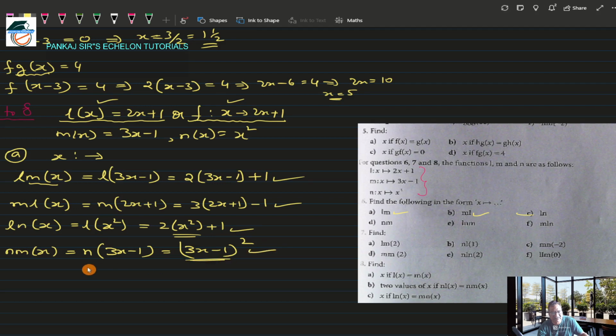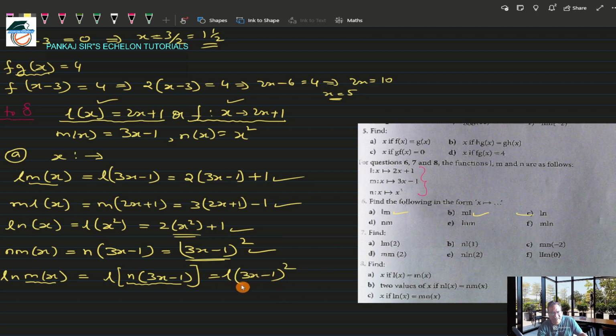Right? So this is the answer for D. Okay? 3x minus 1 the whole square. Now E is L n m of x. Okay, so we'll start from the inside function m of x. So m of x is nothing but 3x minus 1. Right? Then you have an n in front of that, and then you have an L in front of that. Okay, so you can write it this way. Now you will have to work out the inside function n of 3x minus 1, which will be 3x minus 1 the whole square. Okay. And now you can write L over here.